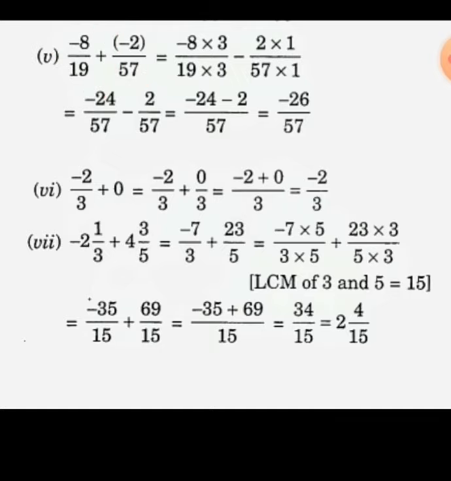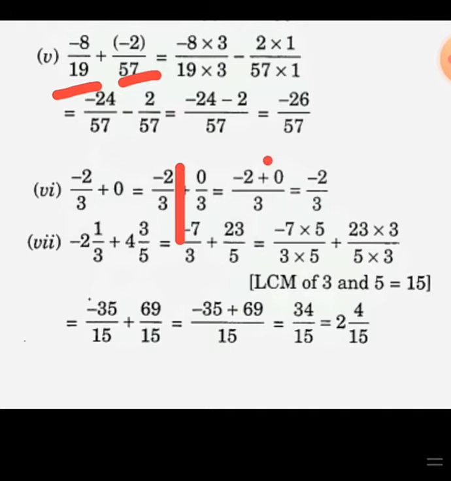First of all we have to see the question carefully. The first part is minus 8 upon 19 and the second is minus 2 upon 57. First of all, we need to take out the LCM of 19 and 57. If you see carefully, in the 19 table 57 comes, right? 19 threes is 57. So the LCM will be 57.